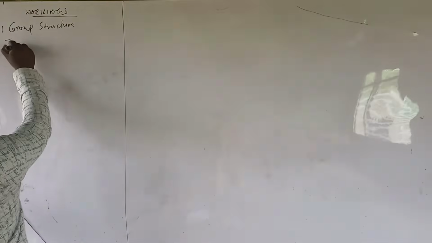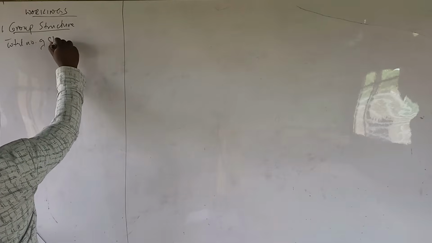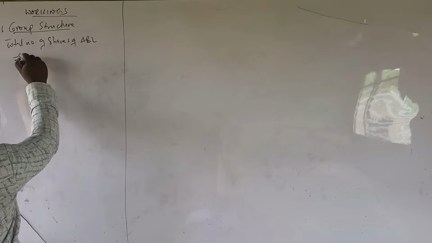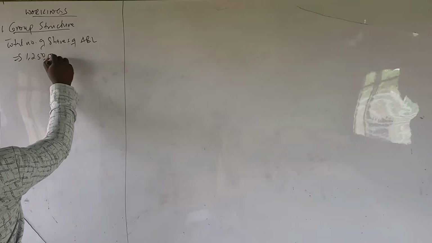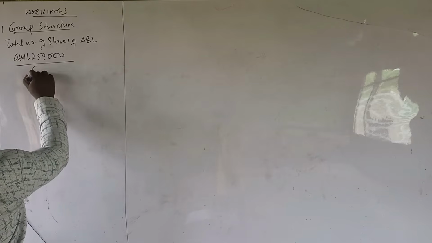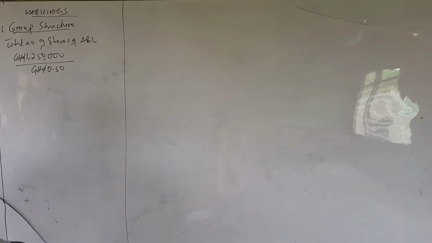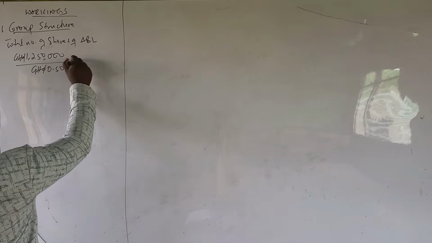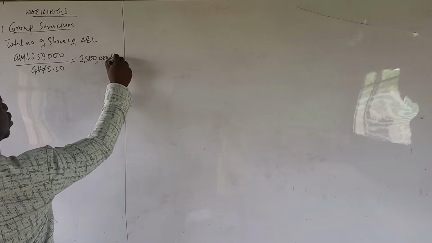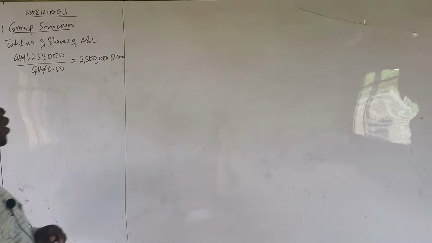So to get the total number of shares of the subsidiary, which is ABL, it is going to be 1,250,000 divided by the share price of 50 pesos, which is 0.5. And that is going to give us 2.5 million shares. So the total number of shares of the subsidiary is 2.5 million.